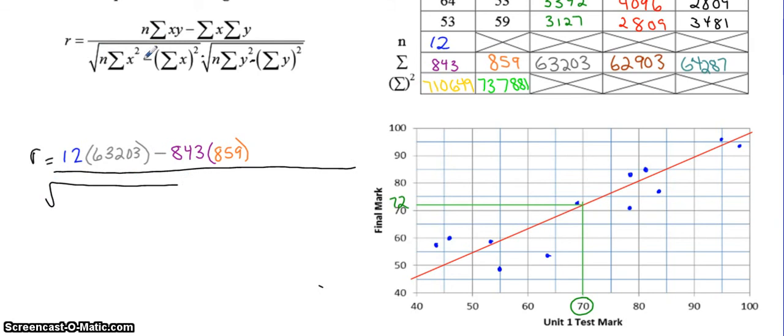The first square root has n, which is 12, times the sum of the x squares. Again, this was the x square column, and there's the sum. So that is 62,903 minus the sum of the x's squared. So here's the sum of the x's, and here it is squared. So you're subtracting 710,649.